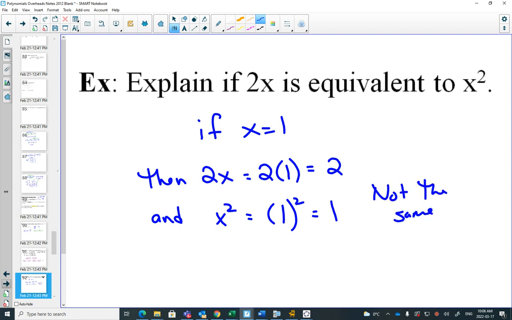You only need to find one number that works, like you could pick 3. Which number shouldn't you pick? If you wanted to show they're not equal, you shouldn't pick 2. Because 2 times 2 is 4, and 2 squared is 4. So it wouldn't work there. But you just need to find one number that shows that they're not the same. Then you could show that they are not equivalent.